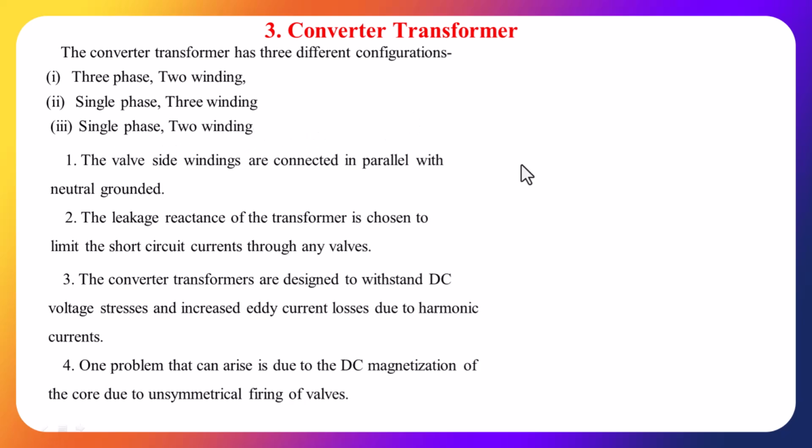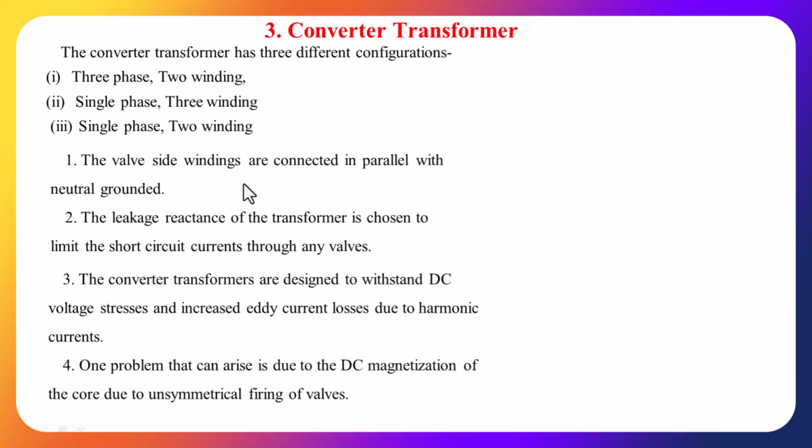How are we going to design this transformer? The valve side windings are connected in parallel with a neutral ground. So the windings which give power to the valves in a converter are connected in parallel, and the neutral point should be grounded. There is no neutral point in a delta connection.